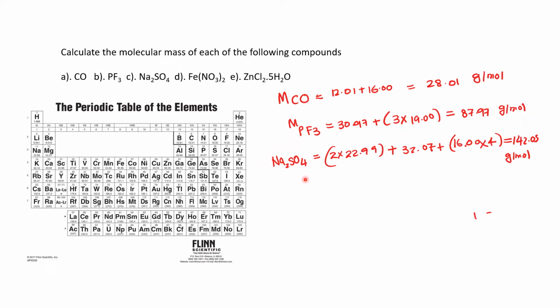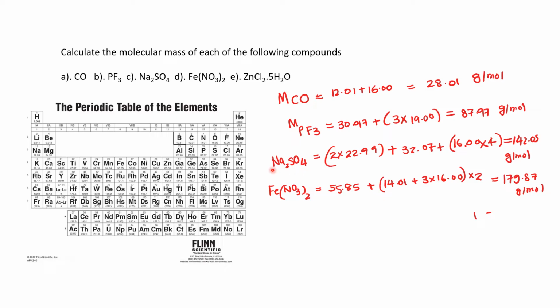And what do you do when you have a compound like this? Sodium sulfate. This sulfate is a polyatomic anion. So we go to the periodic table and find the mass of sodium, 22.99. We are going to multiply it by 2 because we have Na2. And we are going to find the mass of sulfur, which is 32.07, and then multiply 4 times the mass of oxygen. So your answer is 142.05.